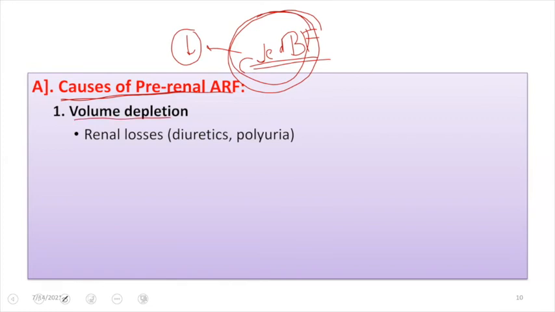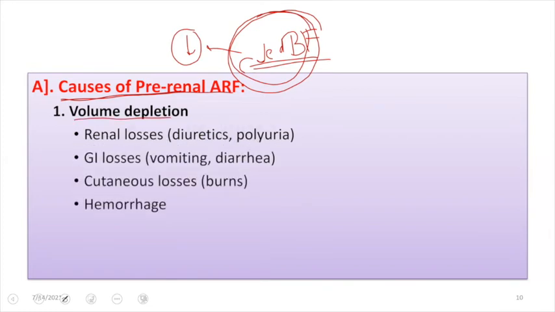It can be due to volume depletion, and volume depletion can happen due to renal loss, whenever we are using a lot of diuretics, or whenever there is polyuria in conditions where there is a decrease in the amount of ADH. In this condition, there will be a decrease in the blood volume. Also it can happen due to GI losses. And what are the GI losses? Our GI tract is also handling water, and whenever there are GI losses in the form of vomiting and diarrhea, this will also manifest with a decrease in the blood volume.